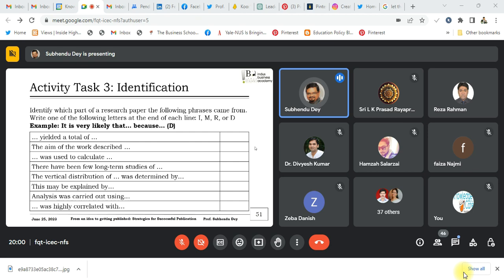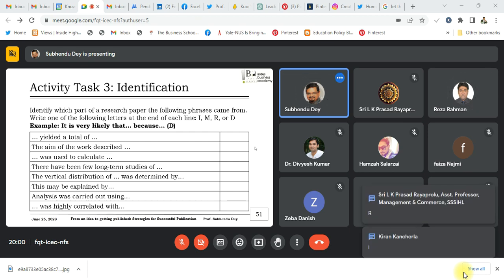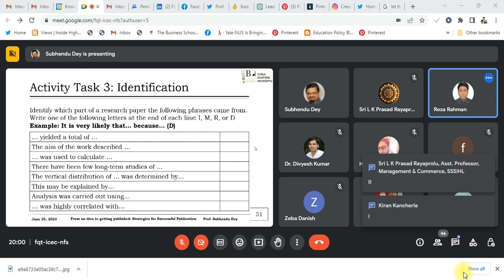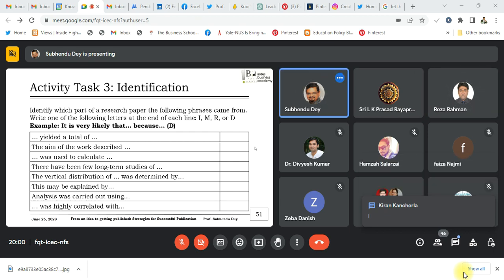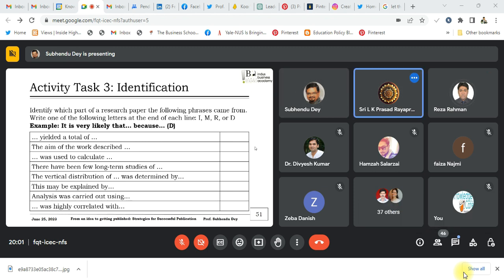The vertical distribution of dot dot dot dot was determined by. Yes, results. It can also be methods if you are using a statistical tool to say it was determined by such and such statistical tool. So, say for example, we use ANOVA to find out this particular thing. So it can be methods as well. So it can be both methods or results.